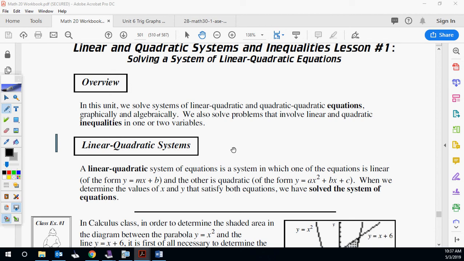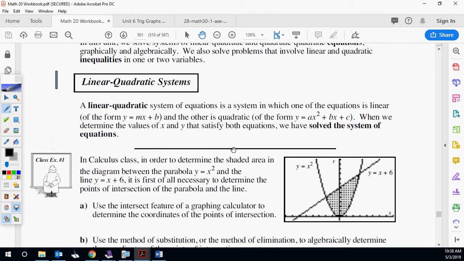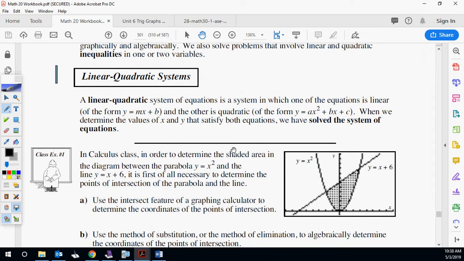Lesson 1. Solving a system of linear to quadratic. That means a linear function, a line, so just a single x, and a quadratic with an x squared. Just so you know what I'm talking about, here's the picture. You've got a parabola with a line. So that's what we're talking about.